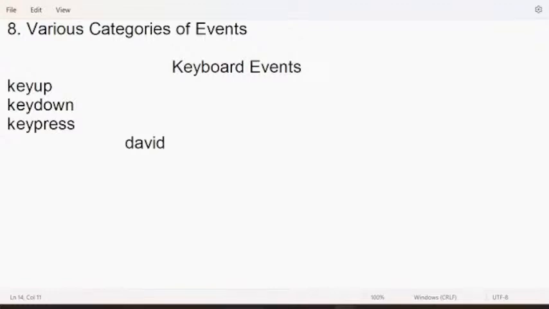Up and down are immediate, but press means you should finish the key and use another key. You finish that key and use another key, then the key press is recognized. Now the doubt is, when should I use key press? When should I use key up and key down?